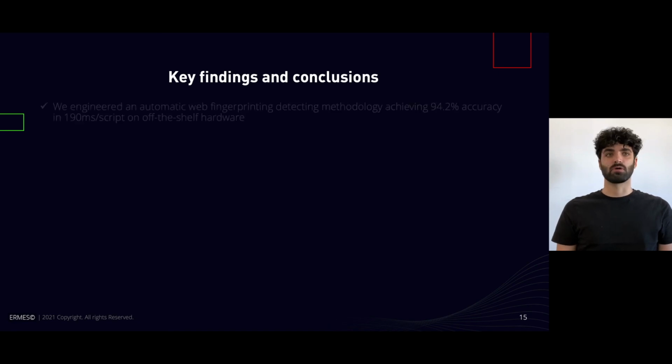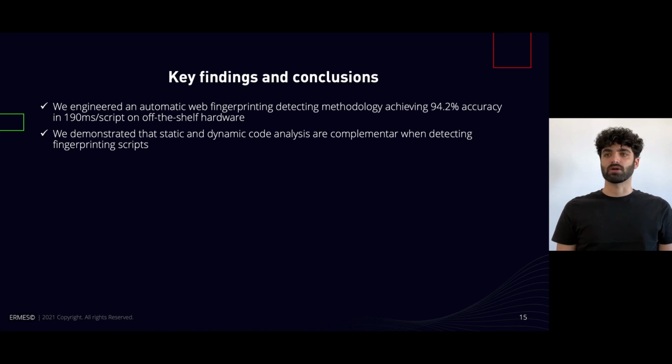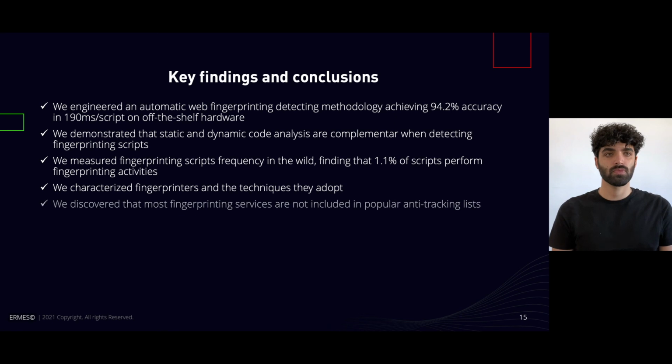So the key findings of our work. We engineered an automatic web fingerprinting detecting methodology which achieves high accuracy in a small amount of time on off-the-shelf hardware. We were the first, to our knowledge, to compare static and dynamic code analysis when studying web fingerprinting, and demonstrated that they are complementary when detecting fingerprinting scripts. We measured the fingerprinting scripts frequency in the wild, finding that 1.1% of the scripts encountered by users perform fingerprinting activities. We characterized fingerprinters and the techniques they adopt.